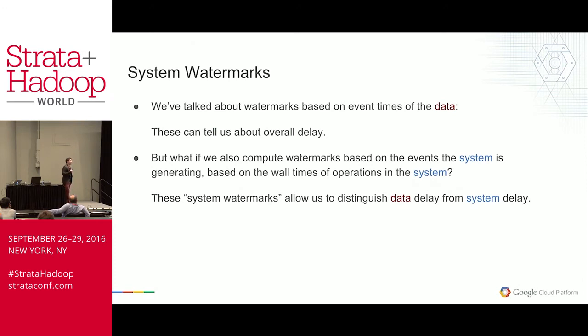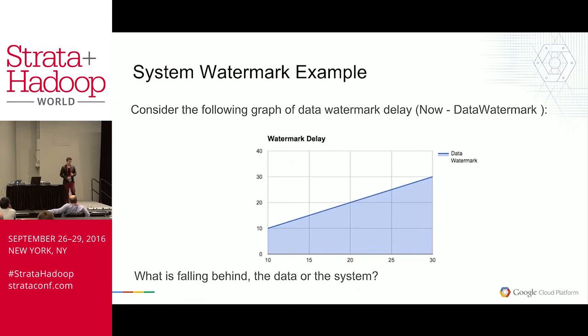Every time we trigger an aggregation, that's a system event. We consider it running until that aggregation completes and is persisted back to persistent store. By creating watermarks off of system events, we're able to distinguish data delay from system delay, which is critical. Let me show you why. Imagine we have this graph here. We know that our data is falling behind. We know that as time moves to the right, the watermark is falling behind.